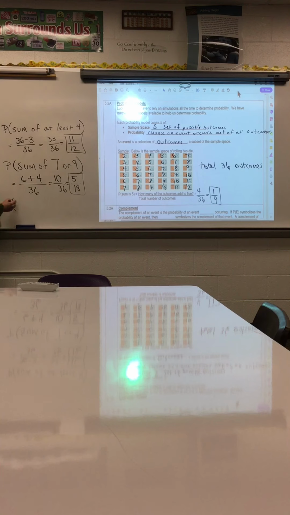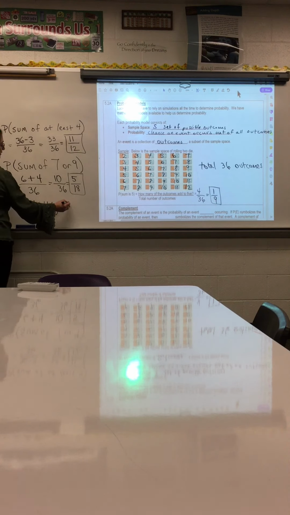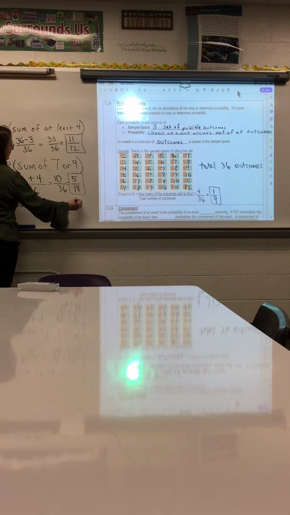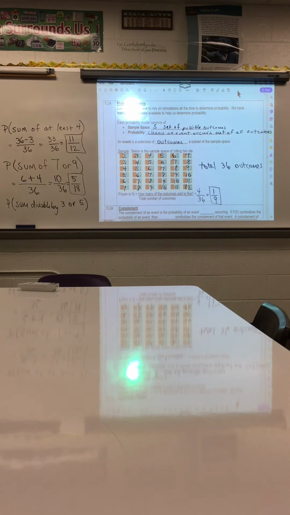What's the probability that you get a sum divisible by 3 or 5? A sum divisible by 3 or 5. So what does that mean? It can be divided by 5 or it can be divided by 3. Yeah. So there's a couple different cases.